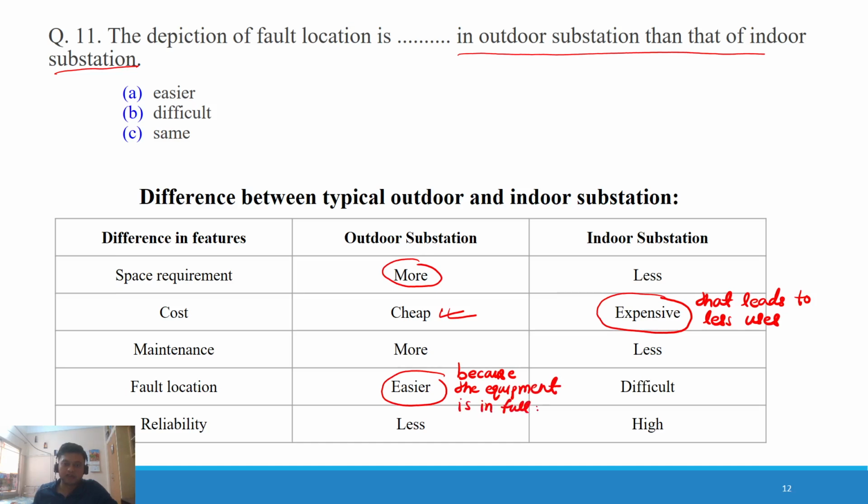We can easily see all the equipment, while in an indoor substation it is covered. The equipment is enclosed, so that's why it is difficult to locate the fault in an indoor substation. And in reliability, an outdoor substation is less reliable than an indoor substation. So for this problem number 11, the correct option is easier.